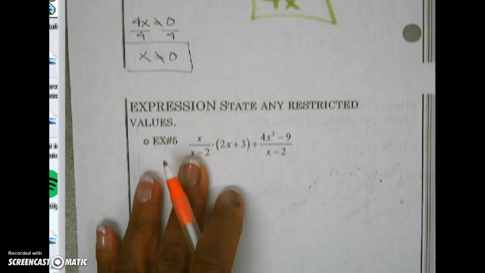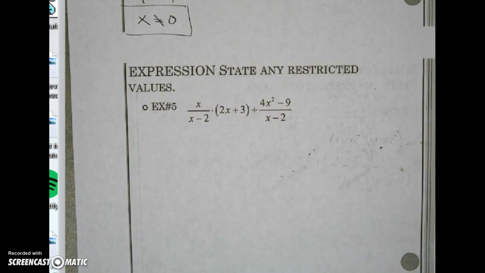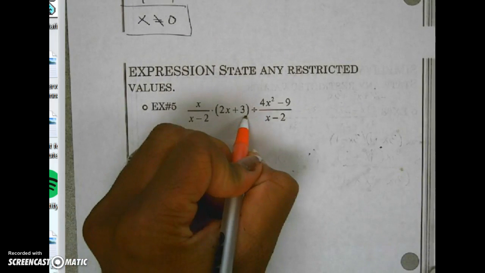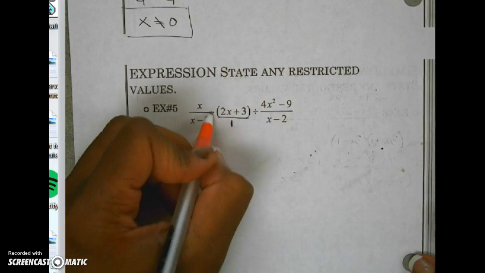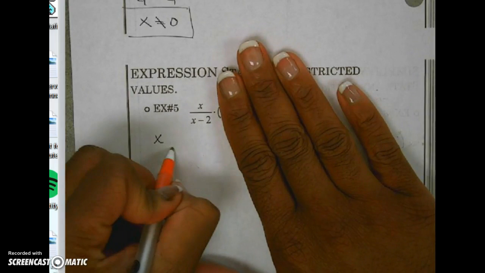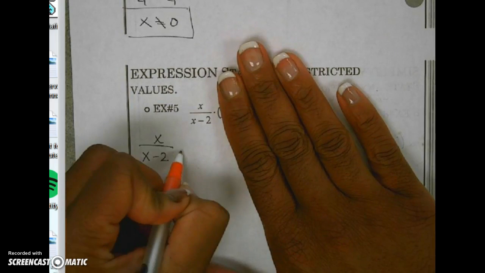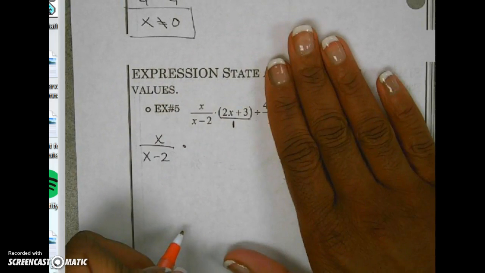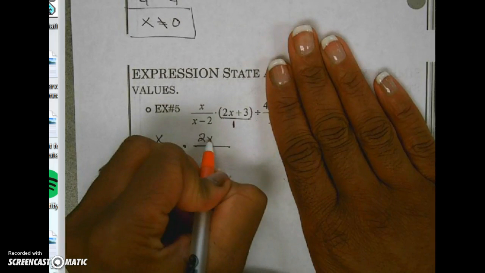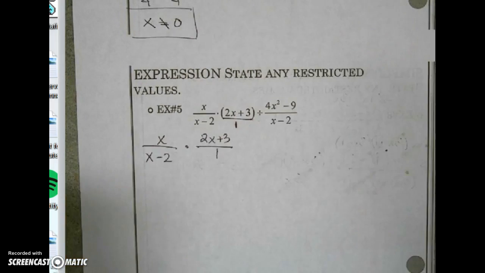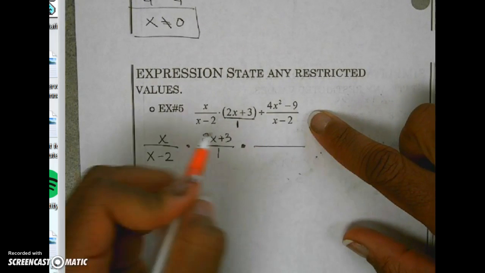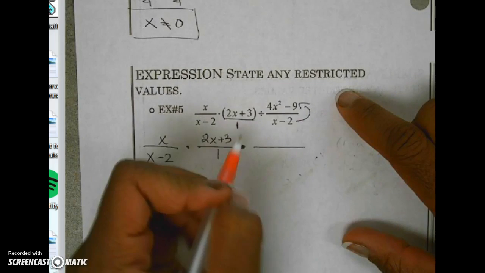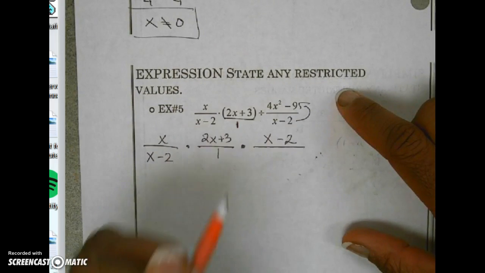Okay. I'm going to trust you to be able to do that one on your own. Now, this is a wonderful big Bertha of a problem. So my first step is going to be to put this over 1 and then to factor. So this one, I'm fine with this. X over x minus 2. Then I see times, so times 2x plus 3, and I'll put that over 1. And then I see divided, so I'm going to change that to times. Well, the reciprocal. This is x minus 2.